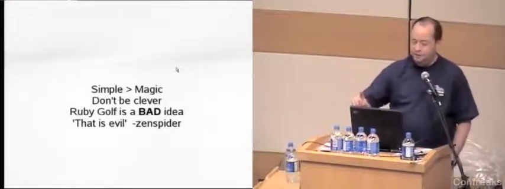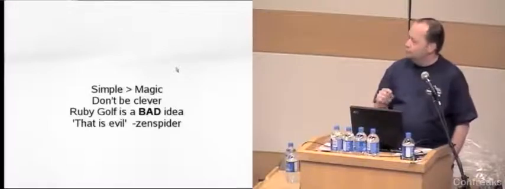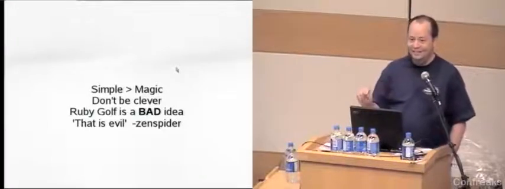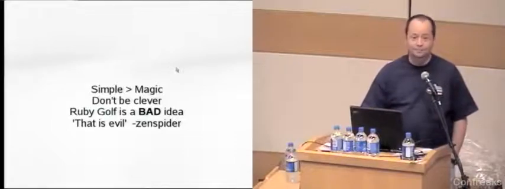Okay, caveat first. Simple is better than magic. Don't try to be clever. Ruby Golf is a really bad idea. And as Zen Spider said when he saw the code, that's evil.